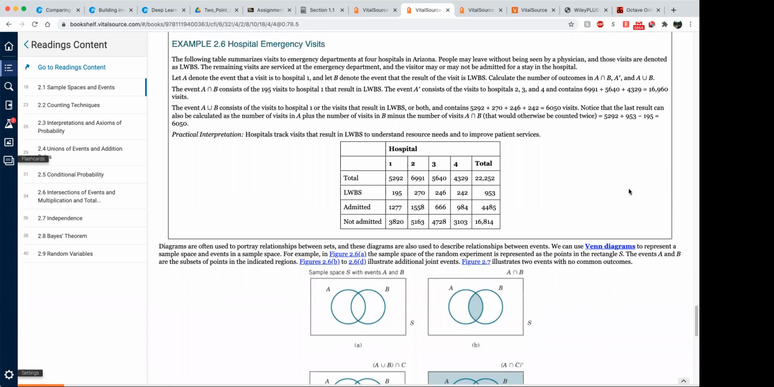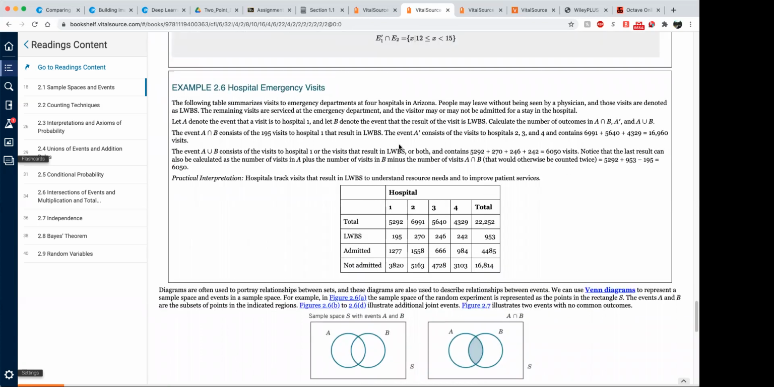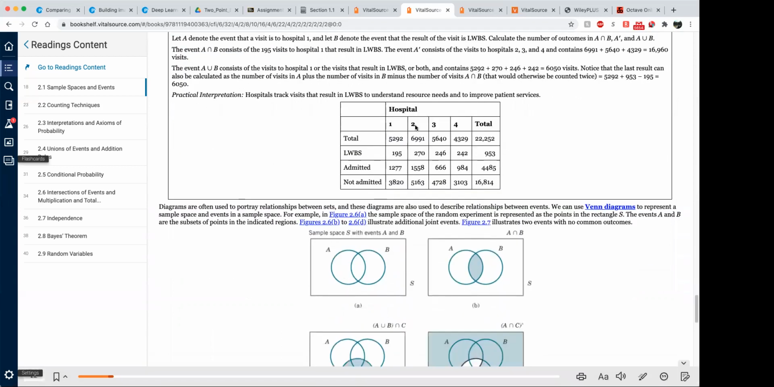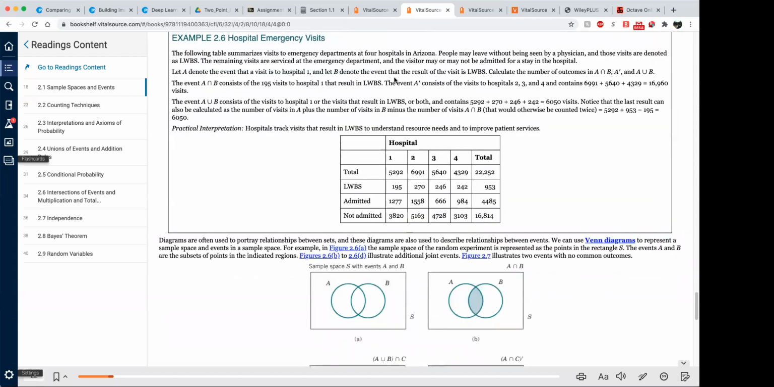Now we'll see. First, we need to figure out set A and set B. Event A is what? The event that the visit is to hospital 1. The number of outcomes in event A is 5,292 right here. And event B denotes the event that the result of the visit is LWBS. So we add all the number of patients in hospitals 1 through 4 in LWBS, which is 953. That's the number of outcomes in the event B, right?